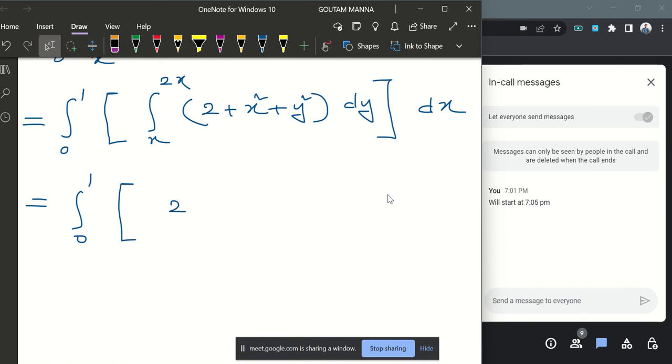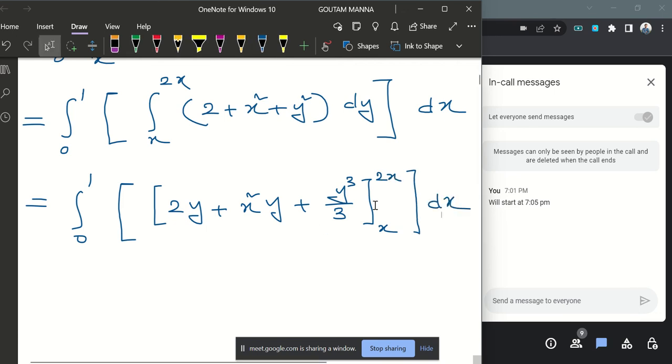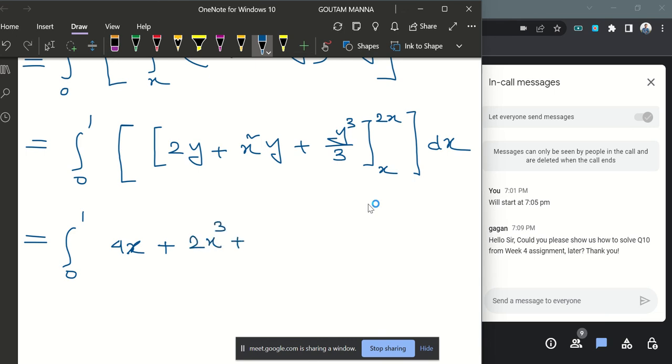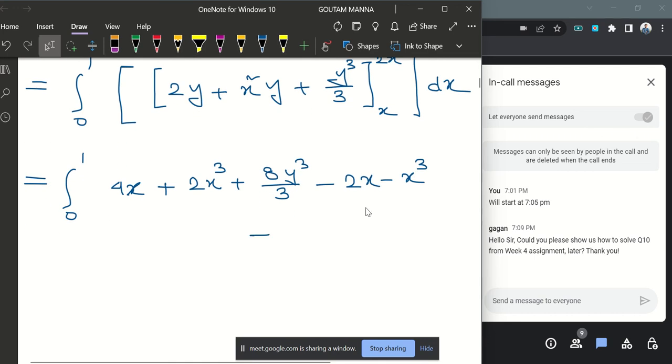So here if you do the y integration, it will be 2y plus x square y plus y cube by 3, and integration limit is from x to 2x times dx, 0 to 1, and the upper limit is, so it will be 4x, put the upper limit, plus 2x cube plus 8y cube by 3 minus the lower limit, that is 2x minus x cube minus x cube by 3 dx.